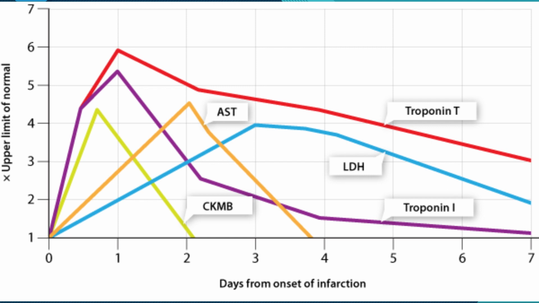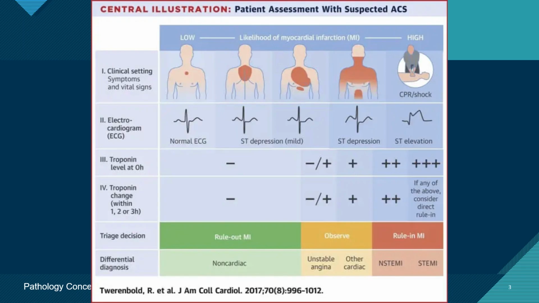The other markers for myocardial injury are CKMB and LDH. Myocardial infarctions are divided into two categories using ECG findings, and they are ST segment elevation myocardial infarction, STEMI, and non-ST segment elevation myocardial infarction, NSTEMI.